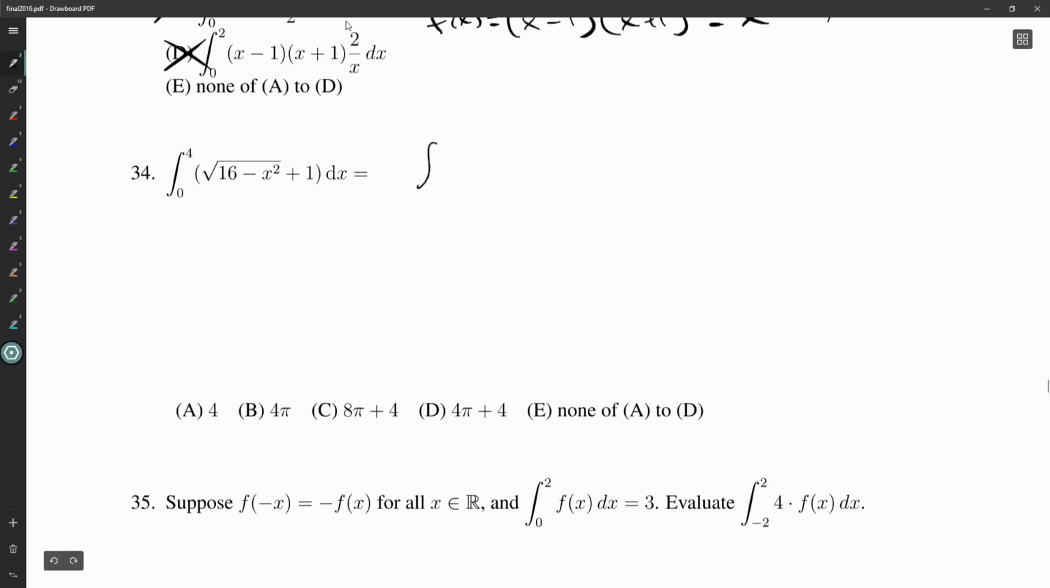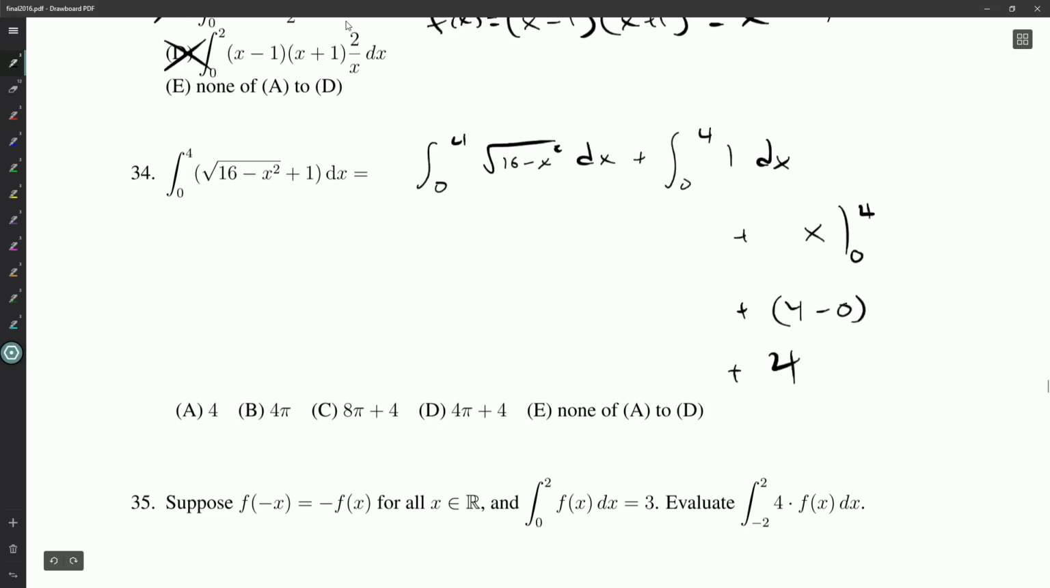Now the plus 1 I can deal with pretty quickly. Turn it into its own separate integral. And the antiderivative of 1 would be x. So 0 to 4, and we'll get 4 minus 0. So whatever we're doing, we're going to add 4 onto it.